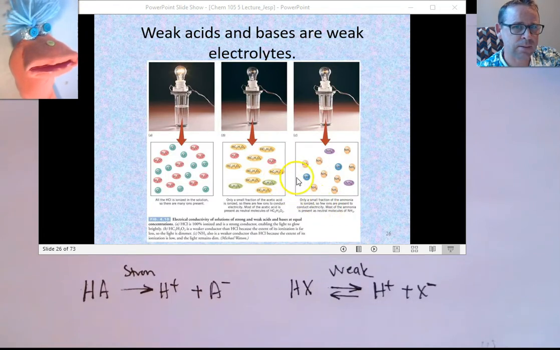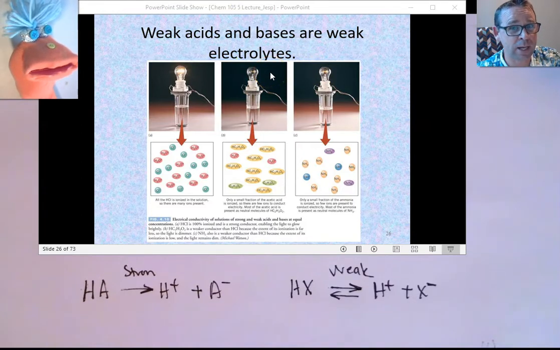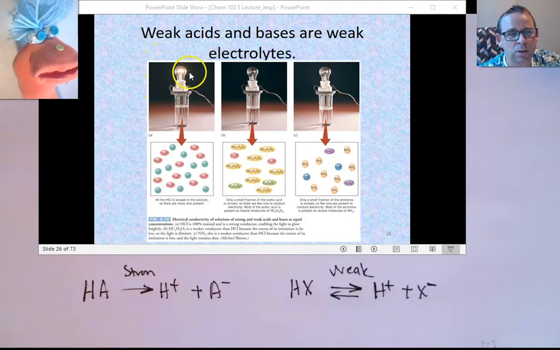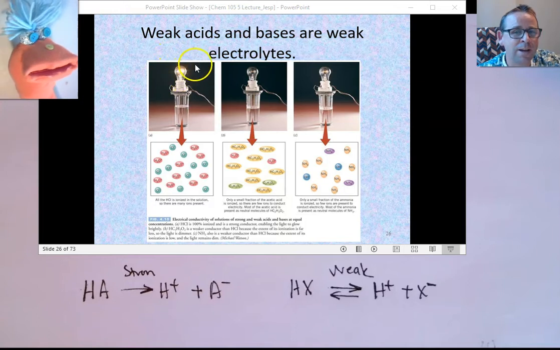Weak acids only result in a small amount of current being able to pass through solution, or in other words, the conductivity of solutions that contain weak acids and weak bases is minimal. Strong acids, on the other hand, will completely dissociate, and are strong electrolytes, right? So they'll result in a conductive solution.